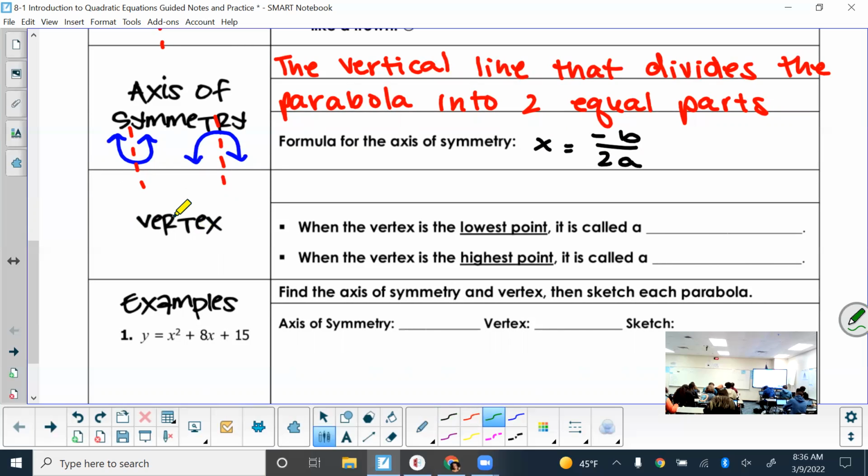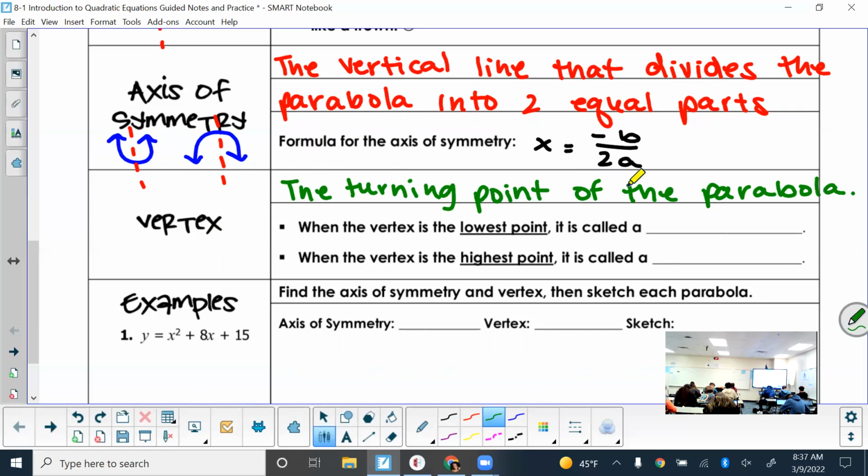All right, next vocab word is the vertex. So that will be the turning point of the parabola. All right, the turning point of the parabola. So it could be the lowest point, like on this picture, or it could be the highest point, like on that picture.